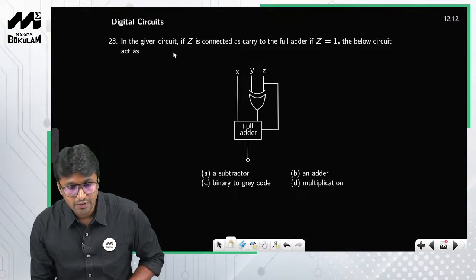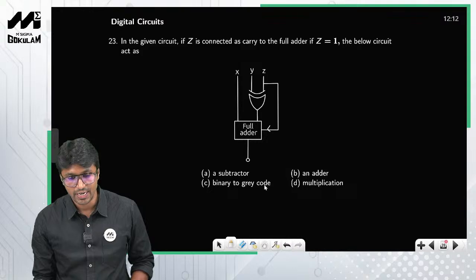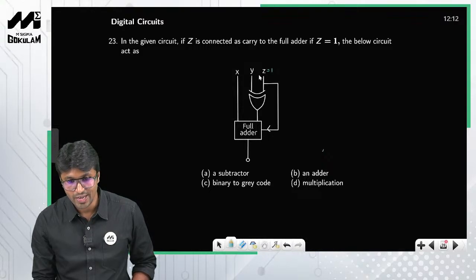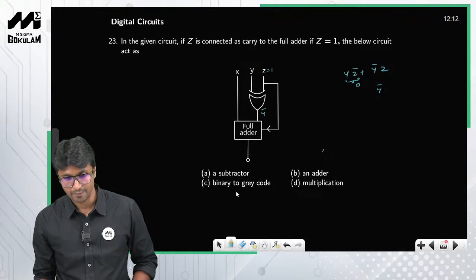In the given circuit, Z is connected as carry to the full adder, and Z is equal to 1. So Y and Z are the inputs to the XOR gate. What will be the output of this? Y Z bar plus Y bar Z. Y Z bar becomes 0, and Y bar Z is 1, so this will be Y bar.